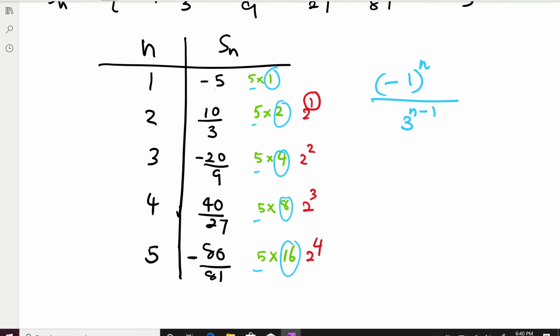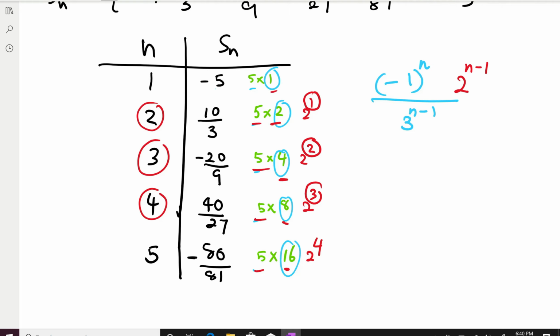What's the power of n? When the position is 2, you have 1 as the power. Position 3, you have 2 as the power. Position 4, you have 3 as the power. So it's actually 2 to the power n minus 1, 1 less than the position. That's the power, right? So you have 2 to the power n minus 1 in every numerator, multiplied by 5. 5 has nothing to do with n, because it doesn't change with the position. It's always 5. It's not 5 squared or 5 cubed or anything. So 5 is independent of n.